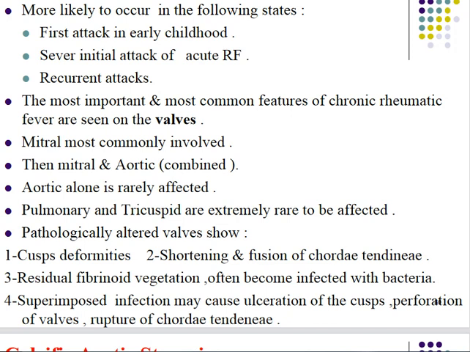Pathologically altered valves show, that is to say, the main damage of rheumatic fever occurs on the valve, showing cusp deformity, shortening and fusion of the chordae tendineae, and residual fibrinoid vegetation that often becomes infected with bacteria. As we said, it is considered a focus for infection. Superimposed infection may cause ulceration of the cusp, perforation of the valve, and rupture of the chordae tendineae. So that is the main sequela of the valve.